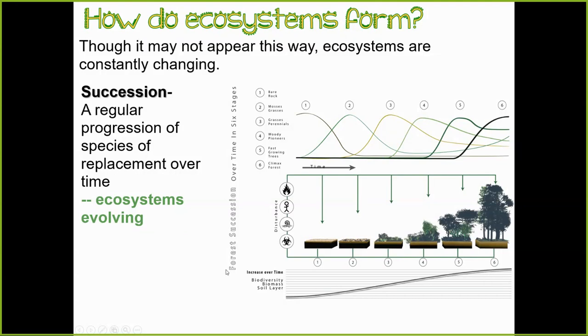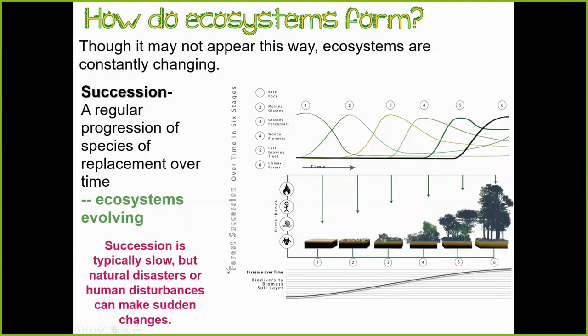All right, so how does this actually happen? Succession, again, is really, really slow, but natural disasters or human disturbances can cause sudden changes. So, for example, not that this ever happens in Michigan, but let's just pretend there was some volcanic eruption that covered everything in brand new rock because of lava, we would start over here at phase one, bare rock, right? And then eventually we would get mosses, grasses, perennials, and so forth.